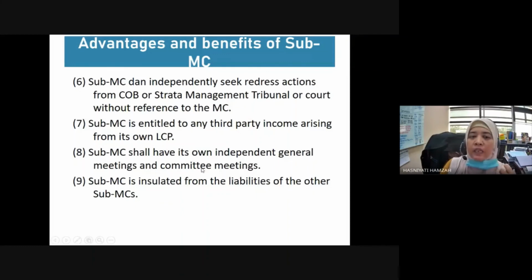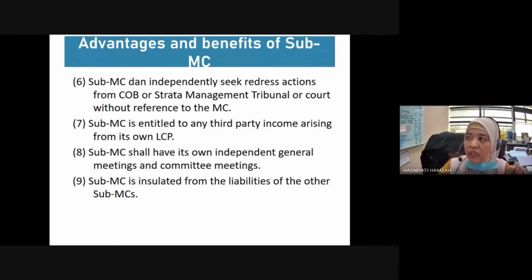Okay, sub-MC can have its own independent general meeting and committee meeting. Don't have to wait for the MC to call for meeting, then only they voice out their dissatisfactions and things like that. Finally, sub-MC is insulated from the liabilities of other sub-MCs. In some cases, it's better to have your own, to be an independent entity, tidak tertakluk kepada sub-MC lain yang mungkin ada liability.